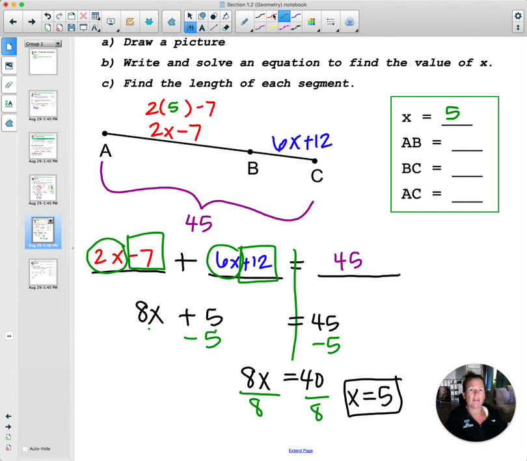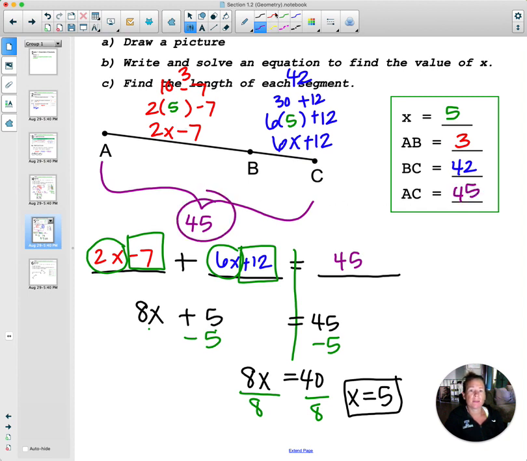2 times 5 is 10. 10 minus 7 is 3. So we get 3 for AB. Then we'll go to the next one and plug in 5. So 6 times 5 plus 12. So we have 30 plus 12, which is 42. And then AC is the whole segment. They gave us that as 45 with nothing to plug in.